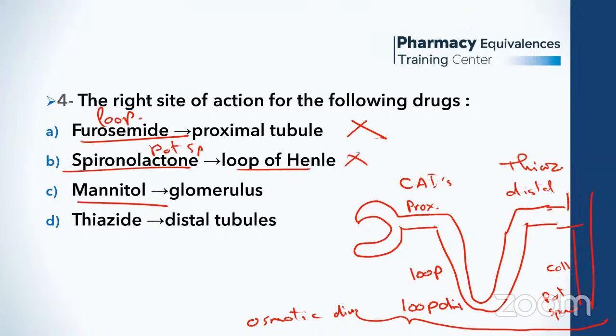Mannitol, it is an osmotic diuretic. So, it will act on all parts of the nephron, not only in the glomeruli. This is the glomeruli. Thiazide diuretics in distal tubule: this is the only right answer here.